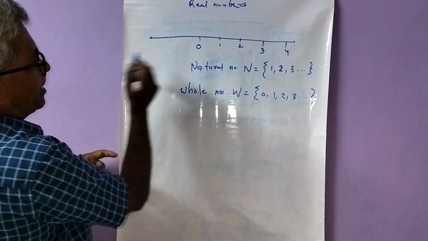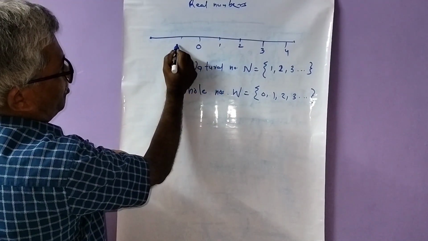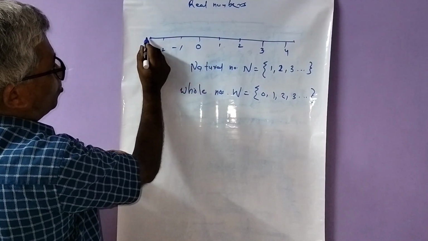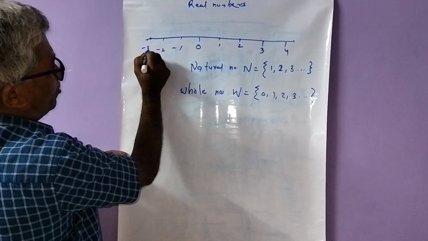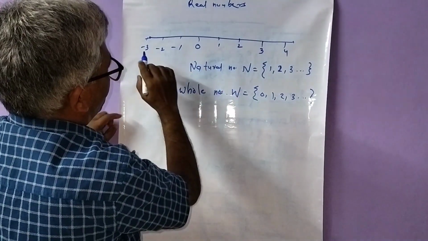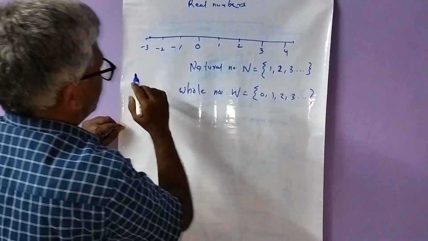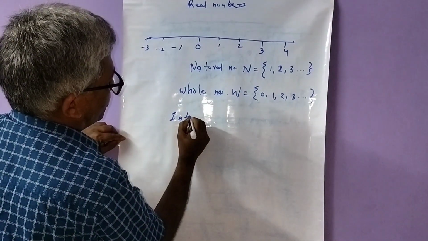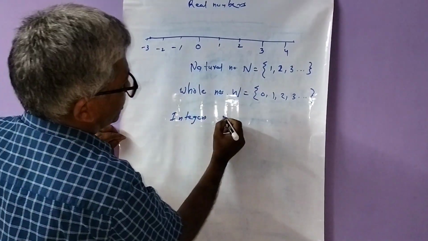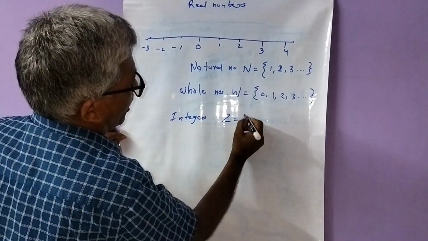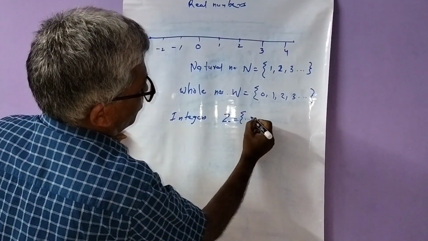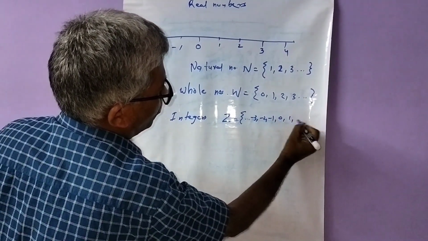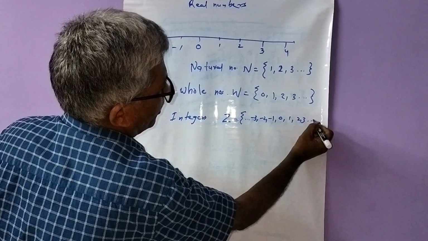If we extend this line further on the left hand side, -1, -2, -3 will be new members. Then if you collect all these numbers, these are called integers and are represented by Z, and we collect them as -3, -2, -1, 0, 1, 2, 3, etc.